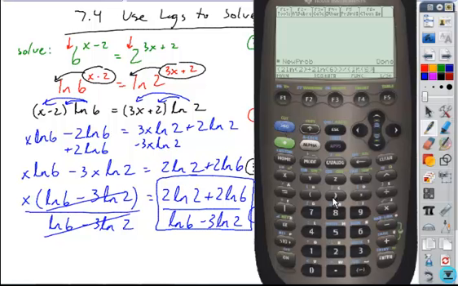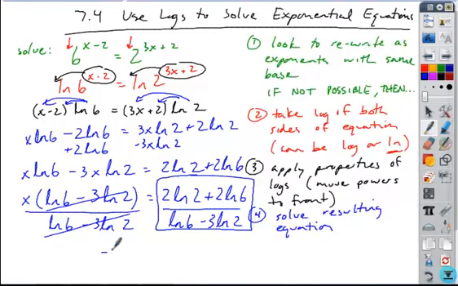So ln of 6 minus 3 ln of 2. I'm going to put a decimal there inside so my display will give me a decimal. I also need to close off my entire denominator. Okay, and once I do this, I should get my solution, which in this case is negative 17.28 approximately. And that's my value for x.